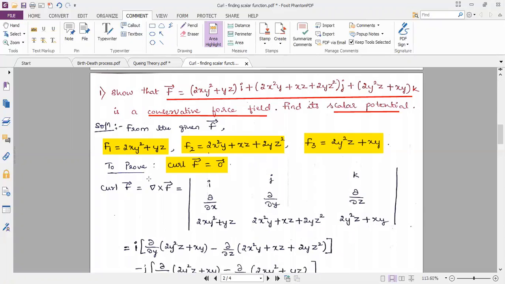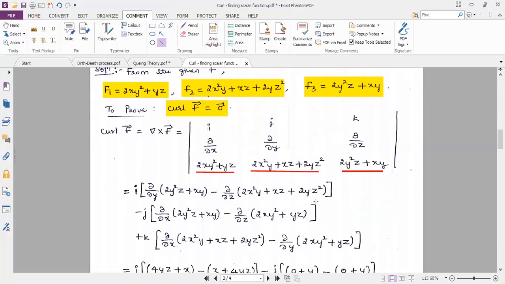So, let's consider curl F given by the first row i, j, k, the second row the components of del, that is ∂/∂x, ∂/∂y, ∂/∂z, and the third row the components of vector F, that is F1, F2, F3. All are substituted. F1 is given by 2xy² + yz. F2 is given by 2x²y + xz + 2yz². And finally, F3 is given by 2y²z + xy.